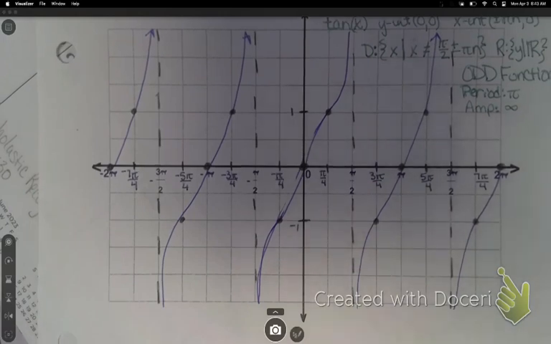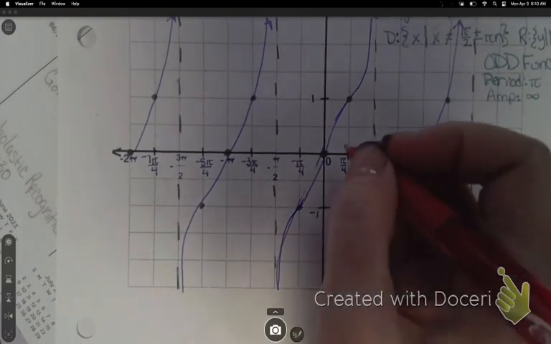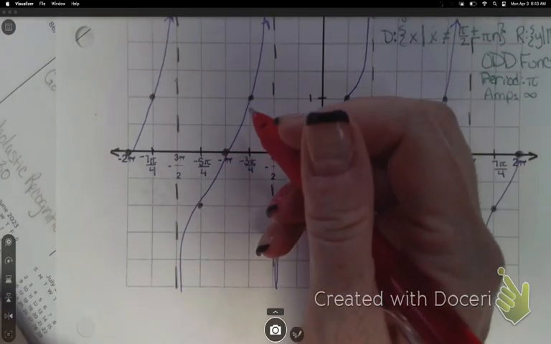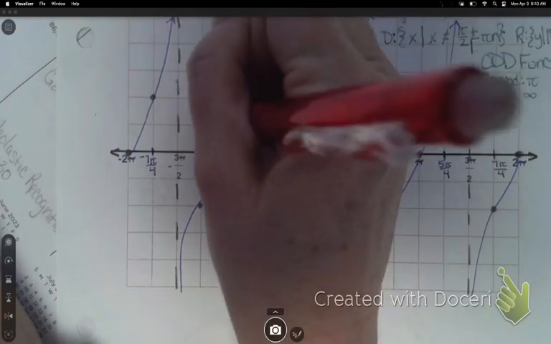Okay. So now let's do cotangent. Well, all the zeros become what? Asymptotes, right?